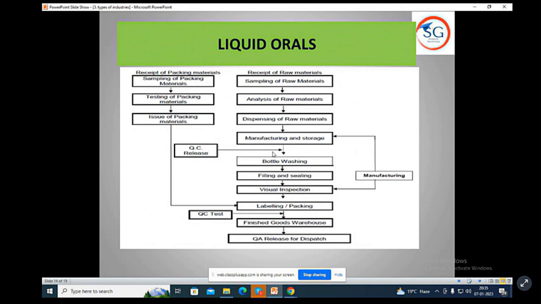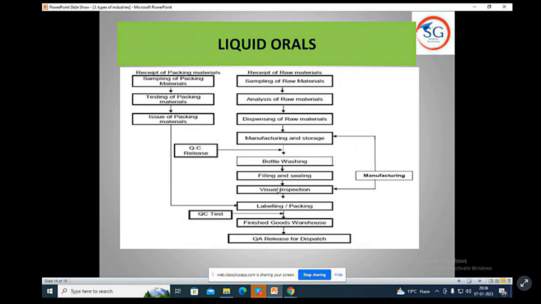For packing, what is required? Packing material is required. What are the packing materials for liquid orals? It is bottles, right? So again, packing material will be received, sampling will be done, and testing. Only the approved packing materials will be issued for the manufacturing and packing activity. Now these packing materials will be taken to the manufacturing area, and the bottles will be washed here. Next, the liquid will be filled, and sealing will be done.